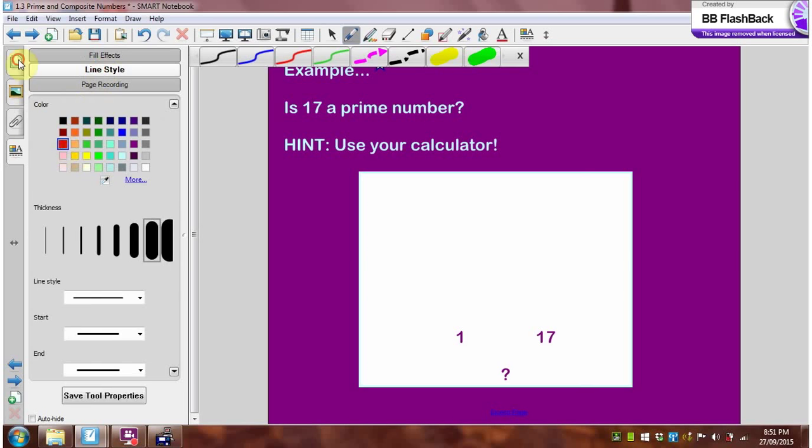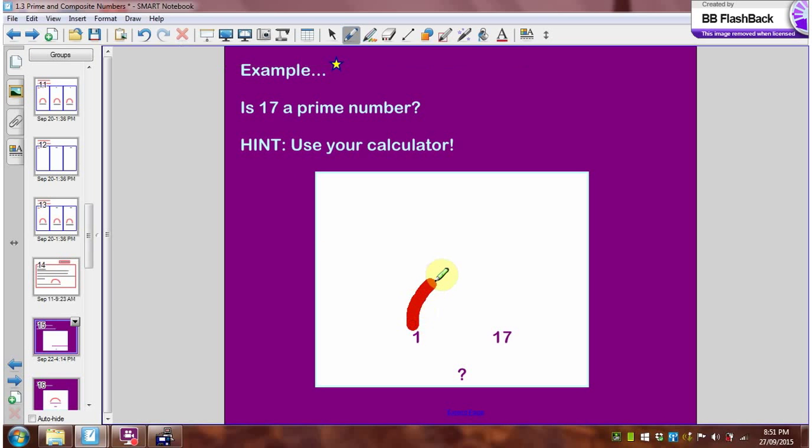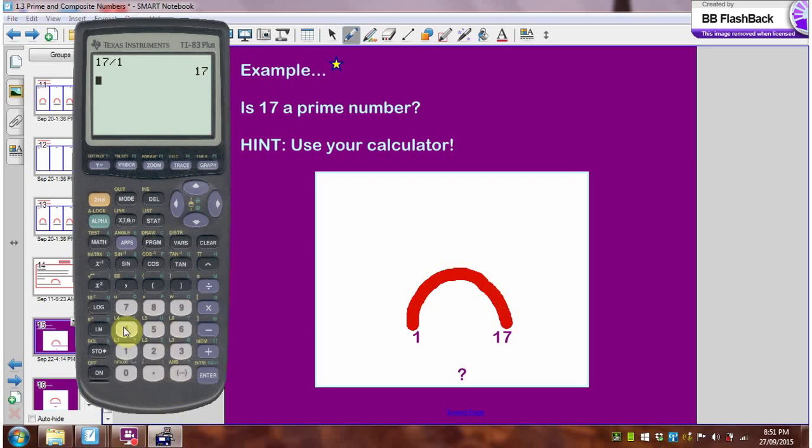So that is our first curve on the rainbow. I like to draw a red curve. So 1 and 17. Now, do we have any more curves? We go back to our calculator and we try our next number, 17 divided by 2. Okay, we have a decimal here, so 2 is not a factor. Okay, we keep going up. This is just review. We know how to do this. We know how to do factor rainbows.